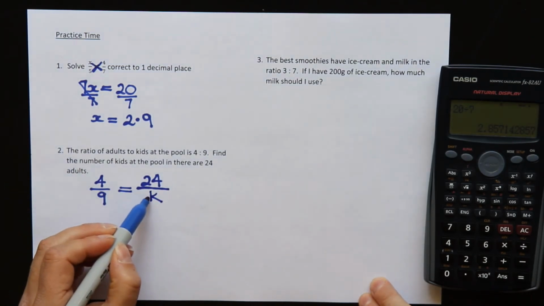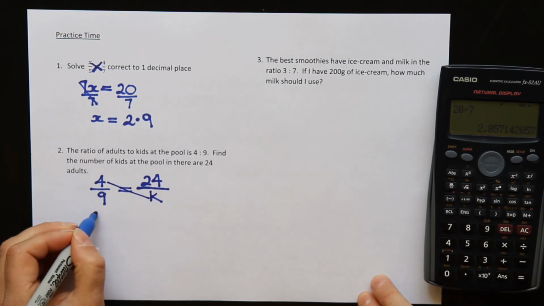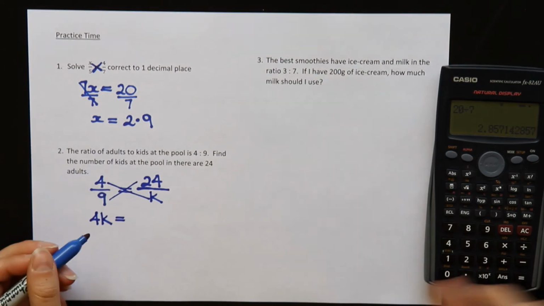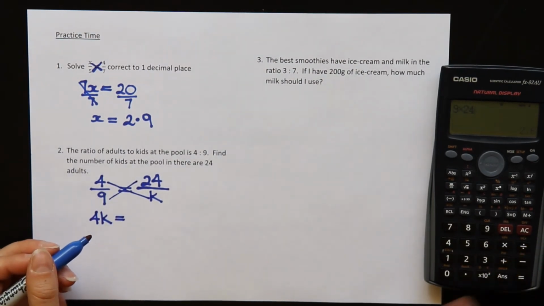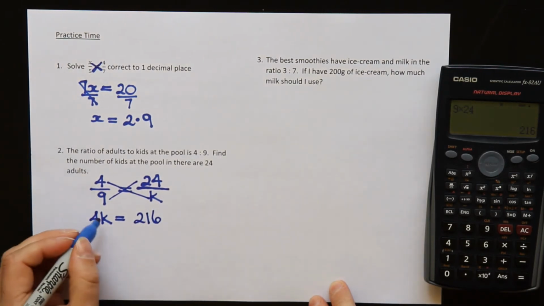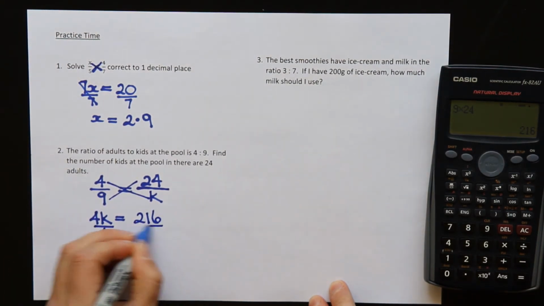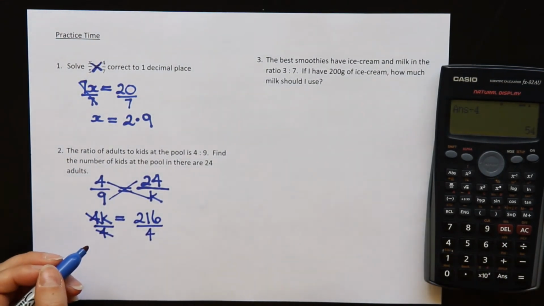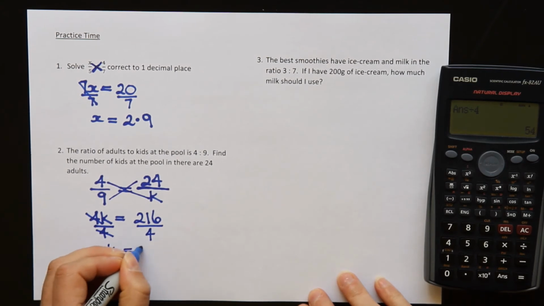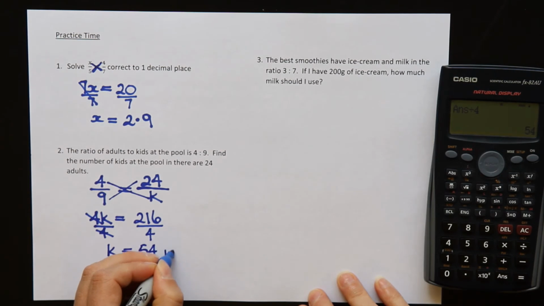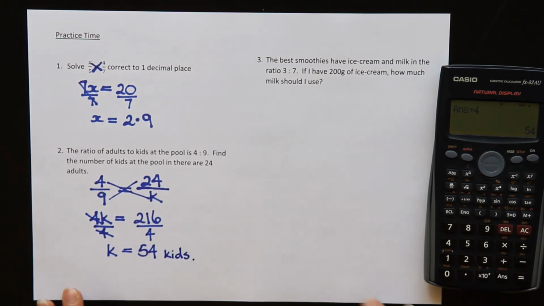Let's cross multiply. 4 times K is 4K, and 9 times 24 is 216. We want K by itself, so let's divide by 4. 216 divided by 4 is 54 kids. So 24 adults and 54 kids were at the pool.